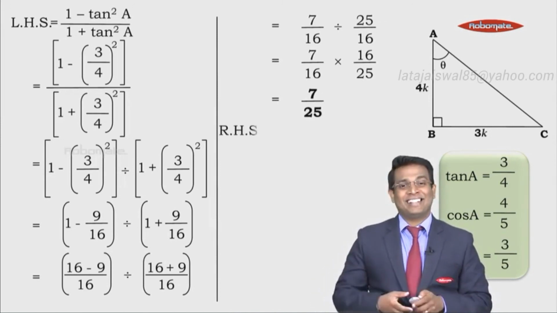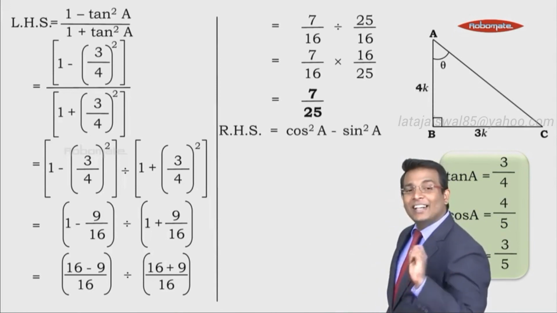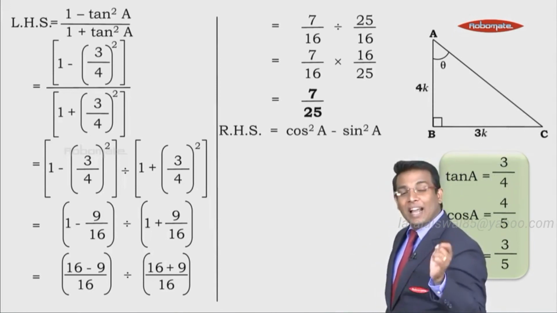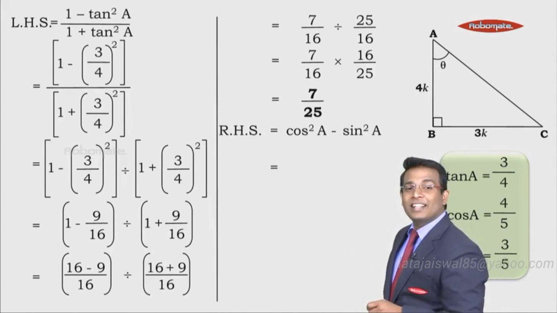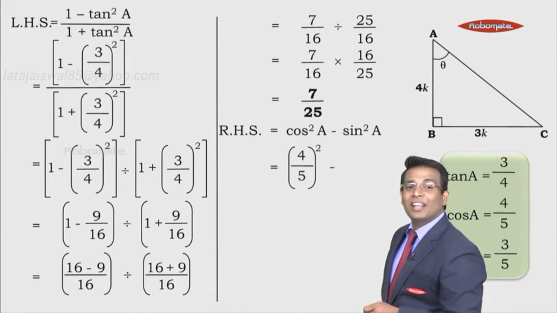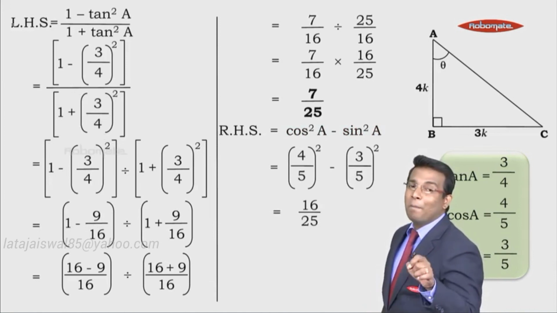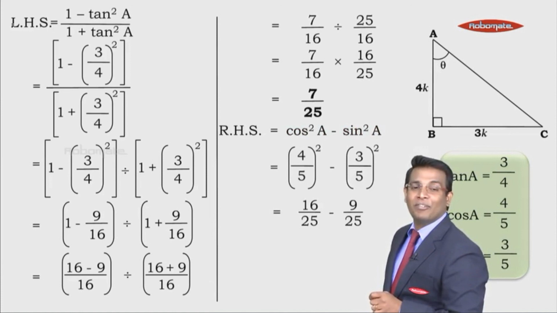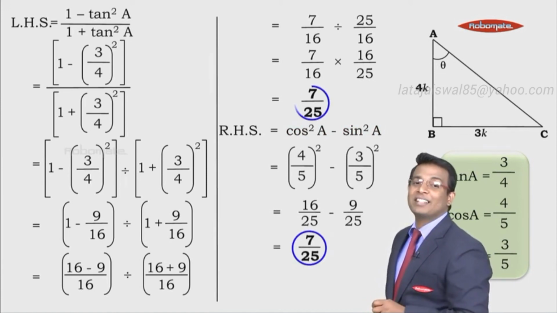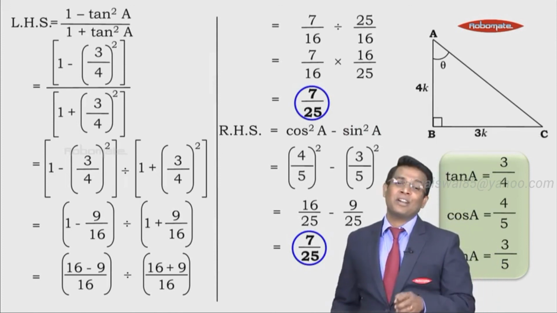Now we need to find the right hand side. So let's see the right hand side. The right hand side is cos square A minus sin square A. That means substitute the value of cos A and sin A there. So we substitute the value there as 4 upon 5 the whole square minus 3 upon 5 the whole square. So it is 16 by 25 minus 9 upon 25. And the denominators are the same. So we write it as 16 minus 9 upon 25, which will be 7 upon 25.